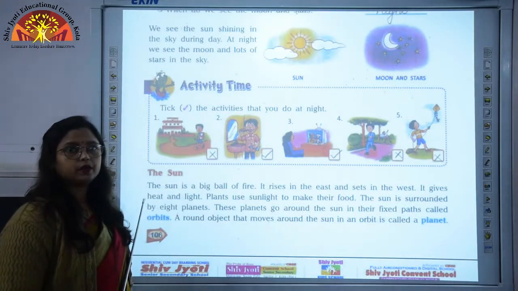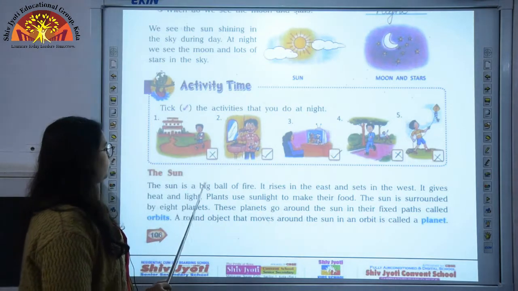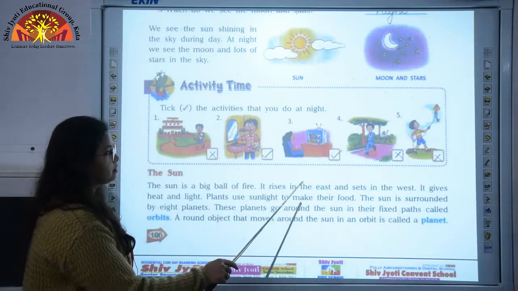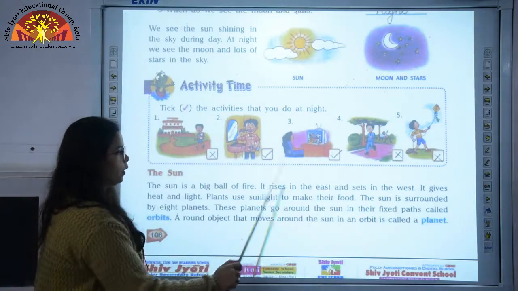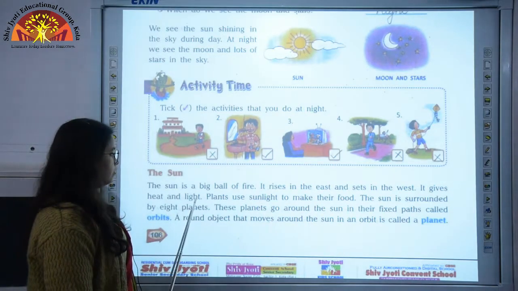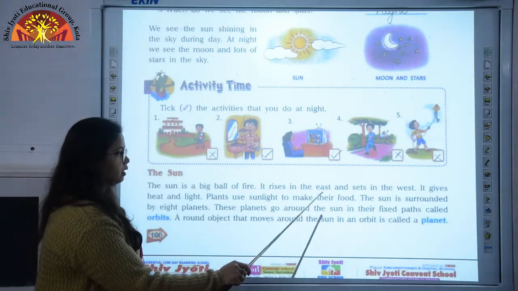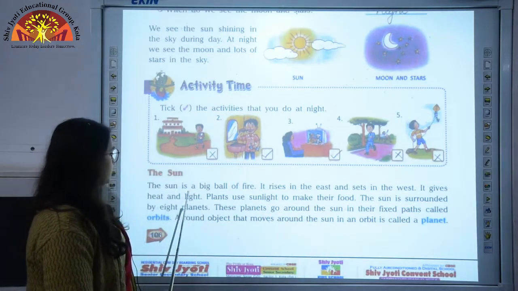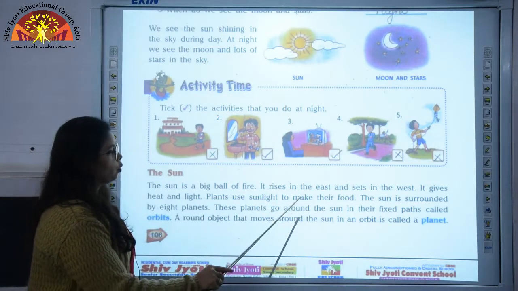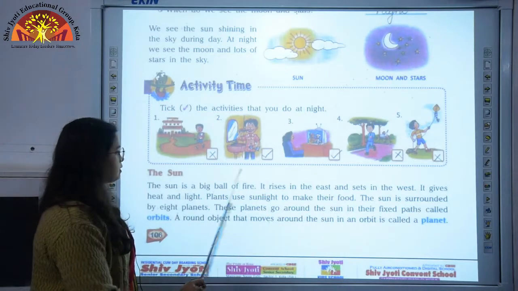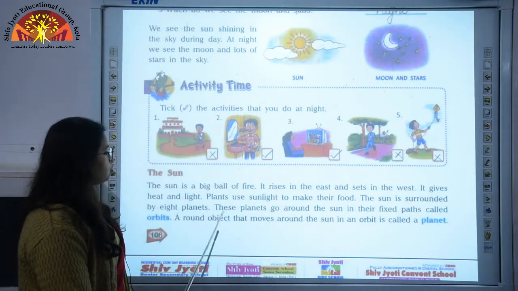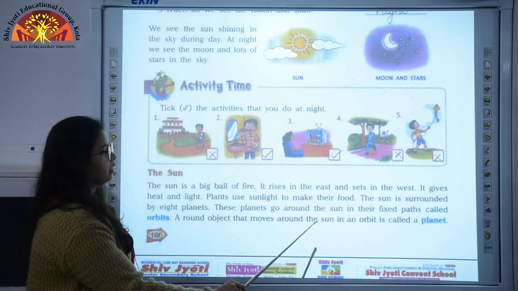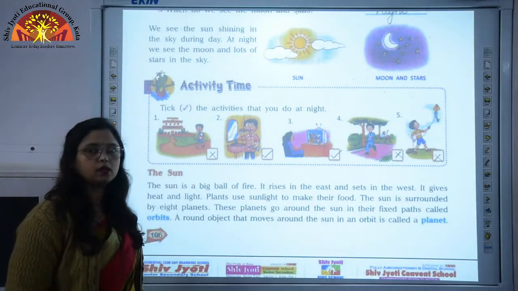So, let us start with the sun. The sun is a big ball of fire. It rises in the east and sets in the west. It gives heat and light. Plants use sunlight to make their food. The sun is surrounded by 8 planets. These planets go around the sun in their fixed paths called orbits. A round object that moves around the sun in an orbit is called a planet.